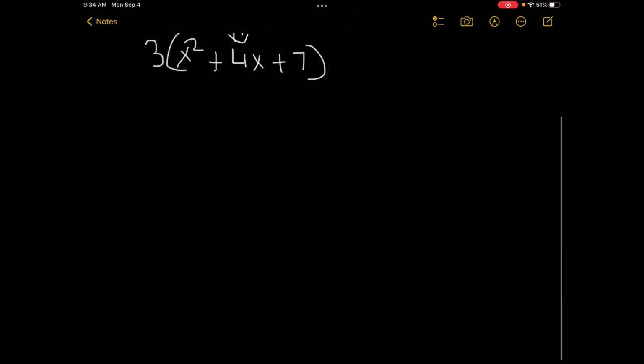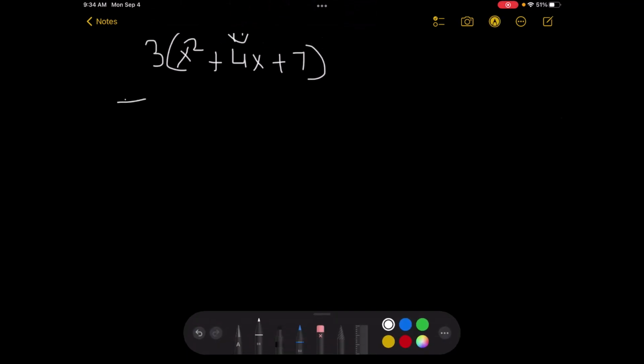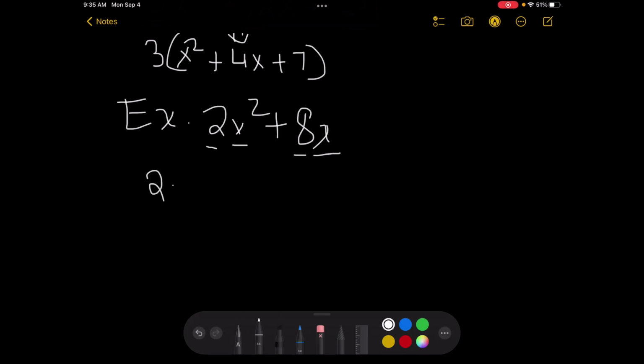Now let's look at another example. Let's look at a quadratic like 2x squared plus 8x. Now what would be the common factor here? Well, notice each term shares an x, right? And each term is also divisible by 2. So we can take out a 2x.